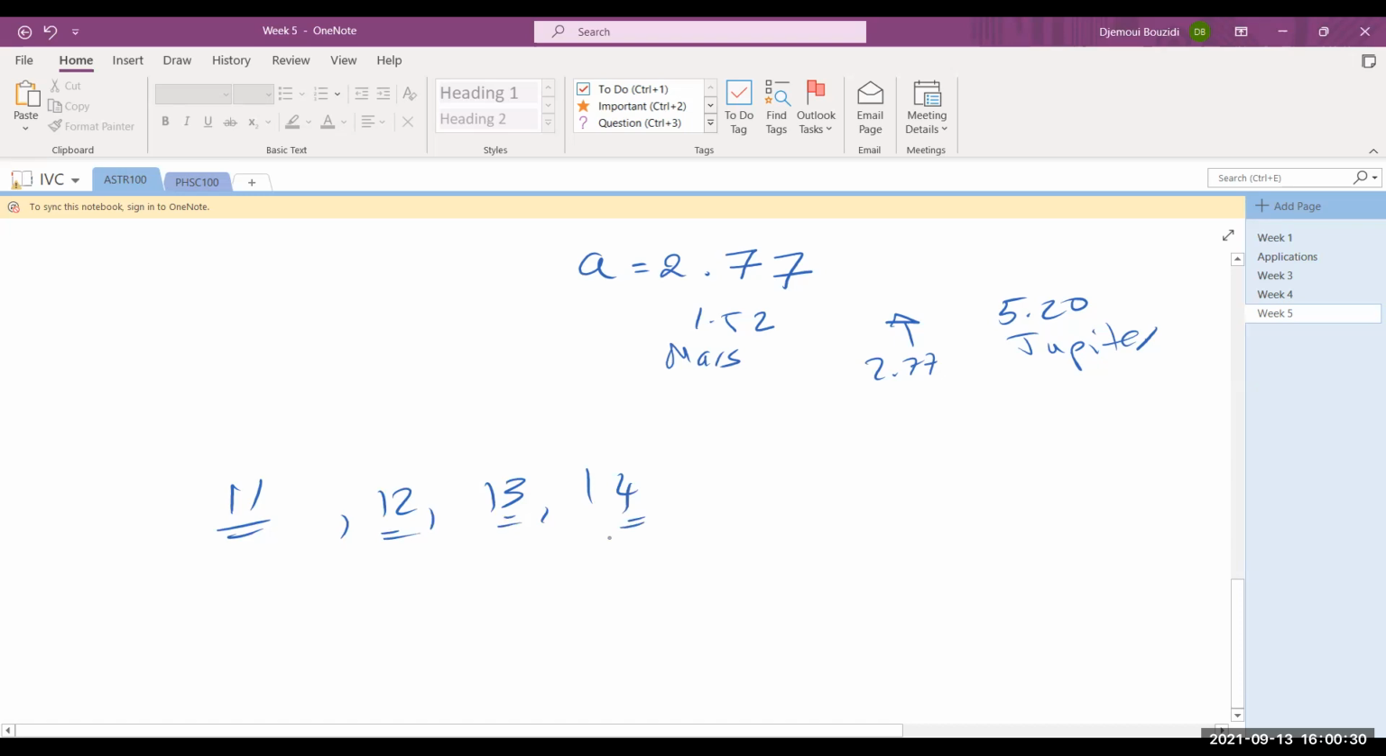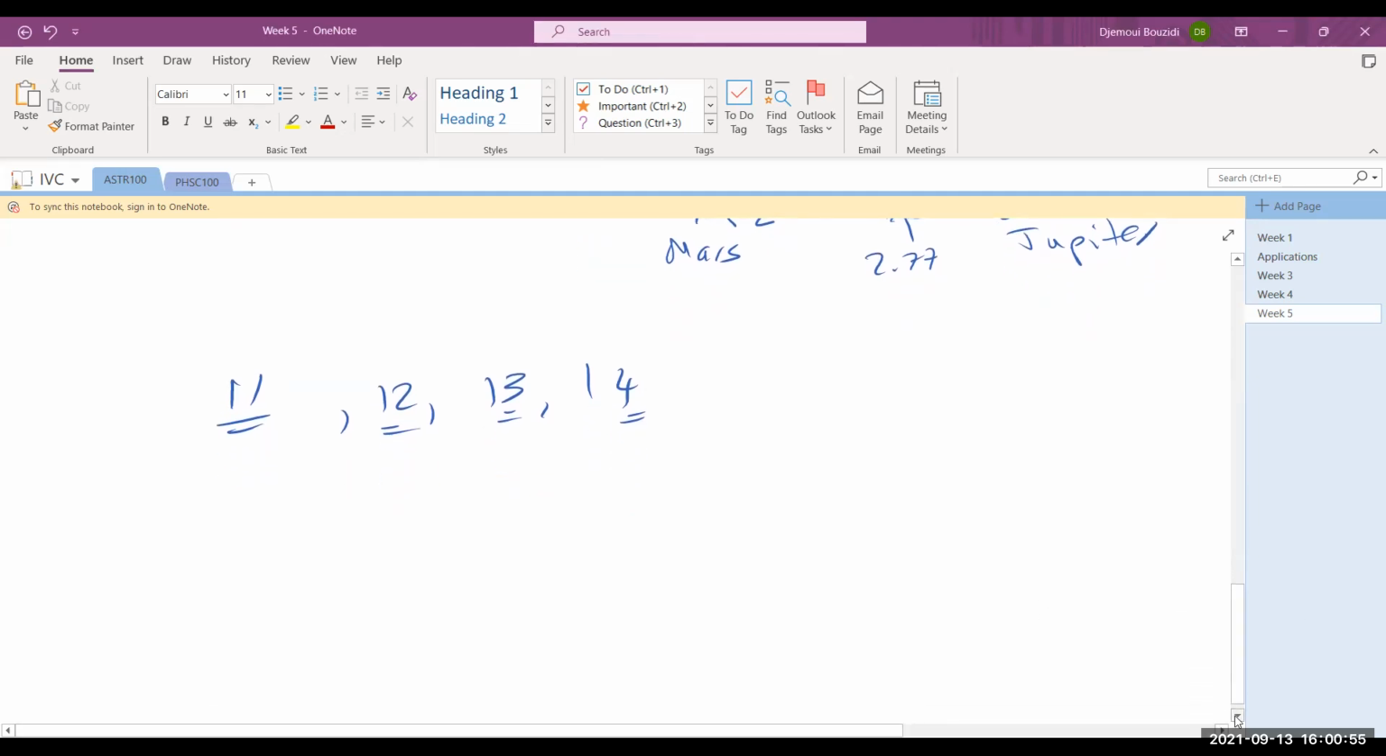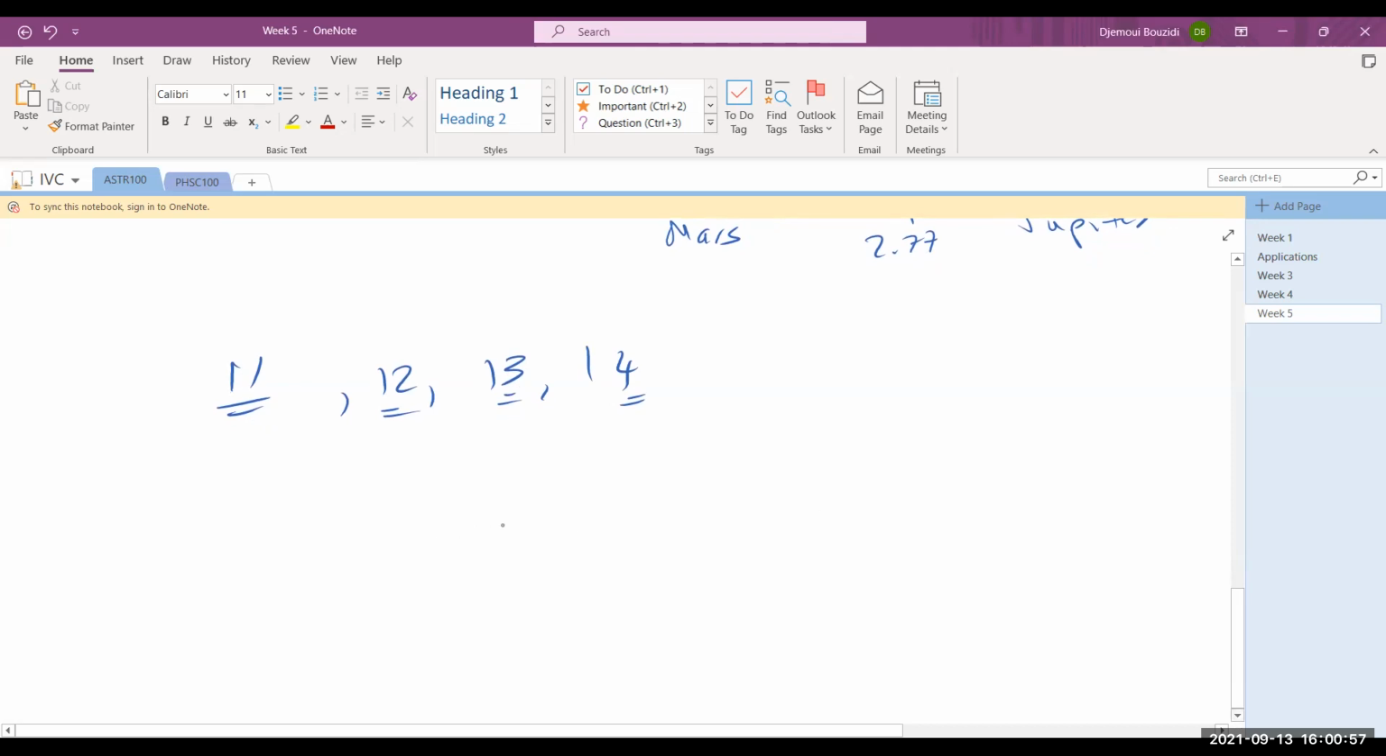Let me look at the questions. Sedna, an object in the outer solar system, has a semi-major axis of 526 astronomical units. What is the orbital period? How does this compare to Pluto's orbital period of 248.1 years? Okay, you'll find it's a ridiculous number. They gave you the A for Sedna. Sedna, not Sedan.